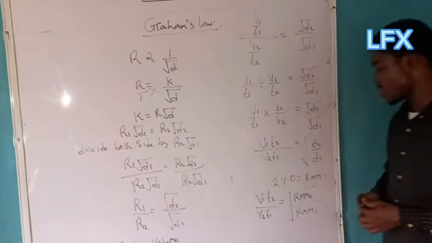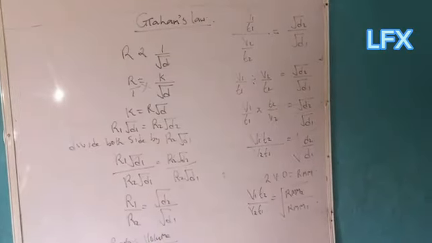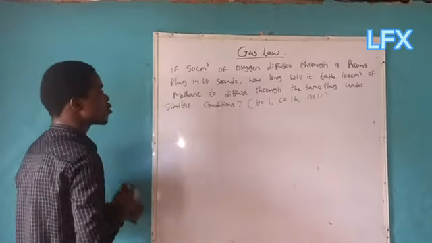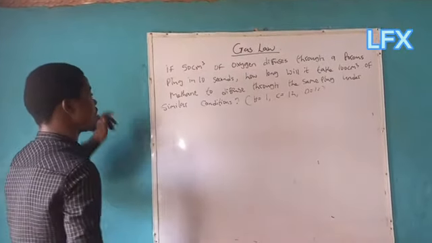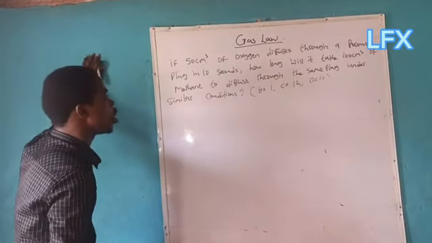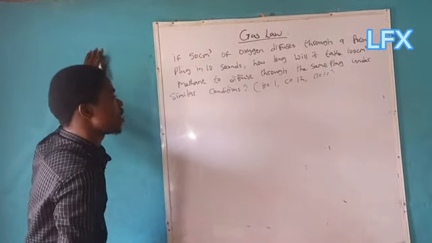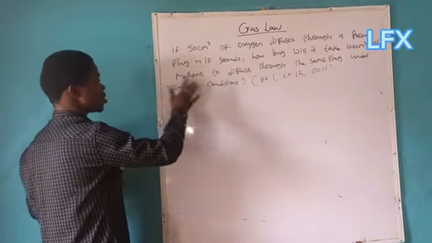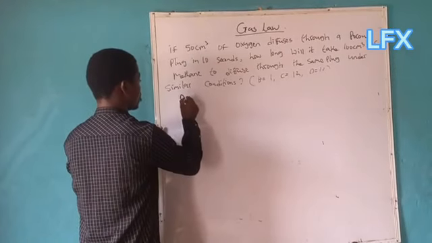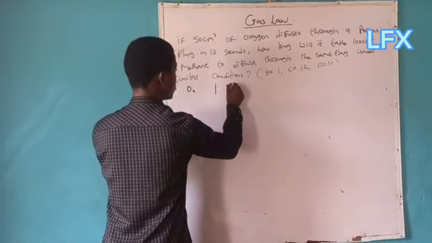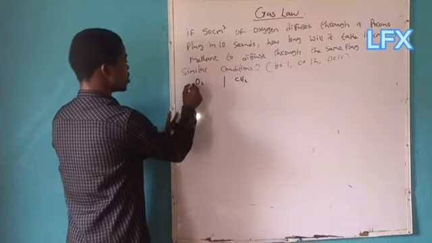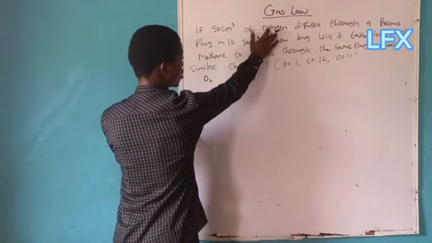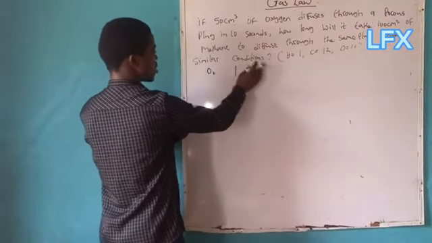So let's take a look at the first example. If 50 centimeter cube of oxygen diffuses through a porous plug in 10 seconds, how long will it take 100 centimeter cube of methane to diffuse through the same plug under similar conditions? So you see that we have two cases here. The first gas is oxygen, and the second gas they mention is methane.